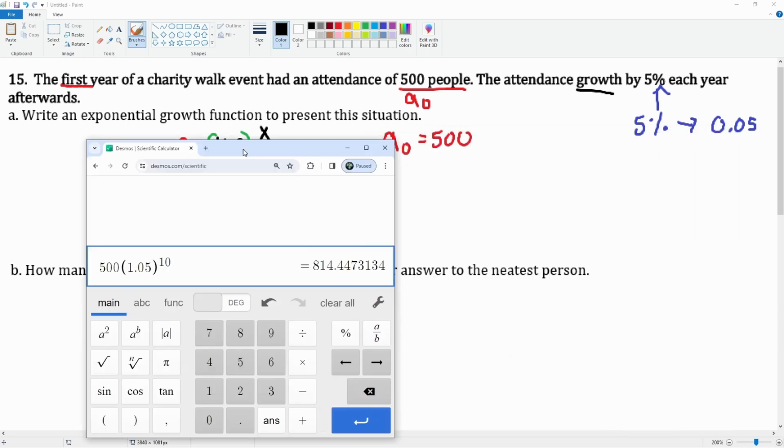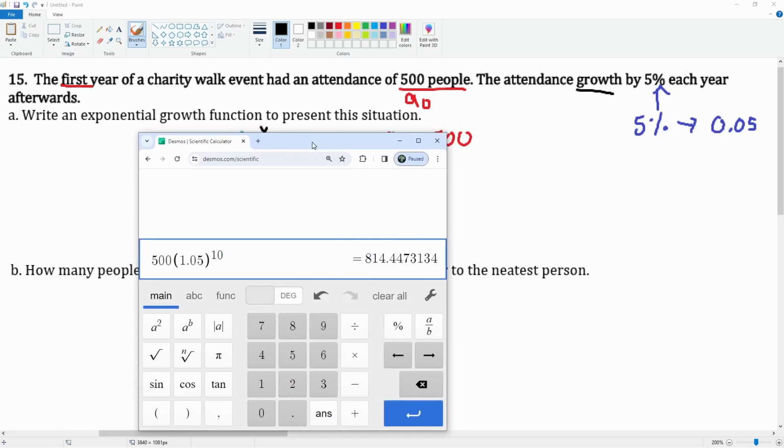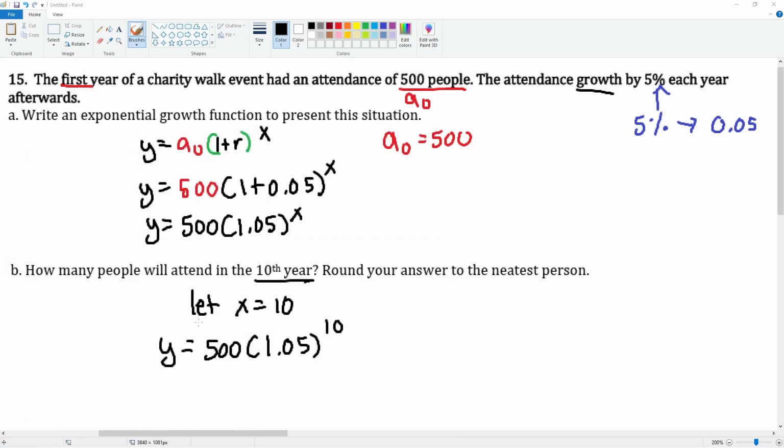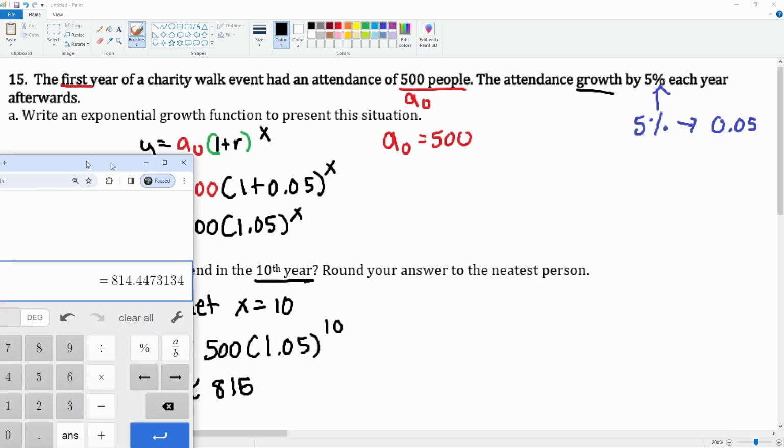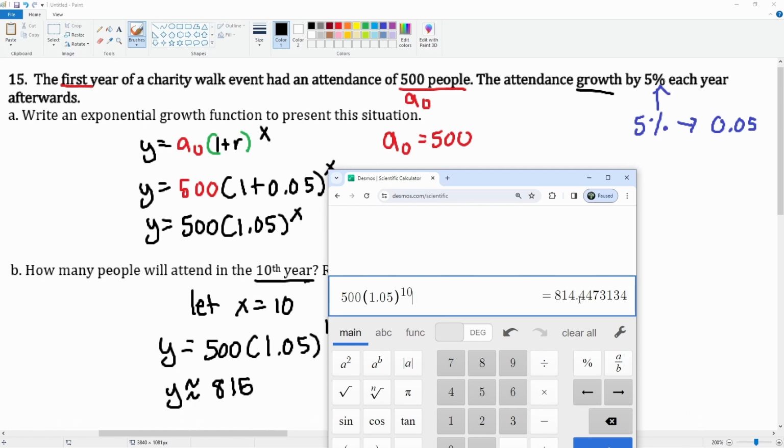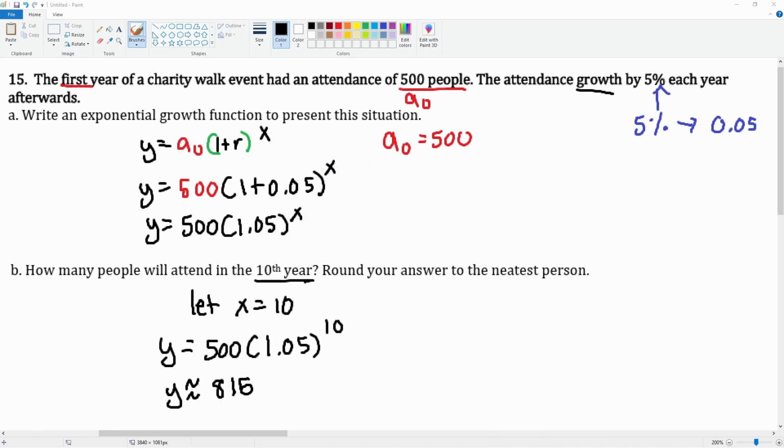So you can just round it up to 815. Okay, so y is approximately 815. Again, I'm rounding it up. It's 814.447. Round it up to the nearest person. Okay, 815 people attended at the 10th year.